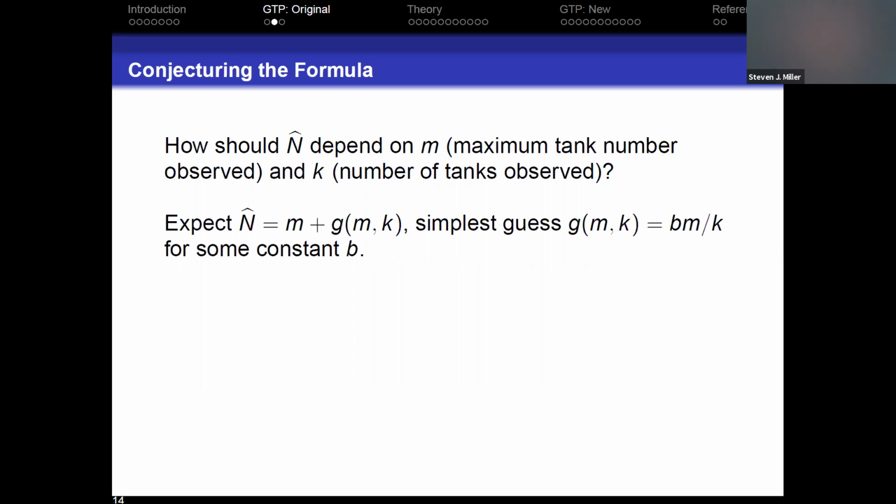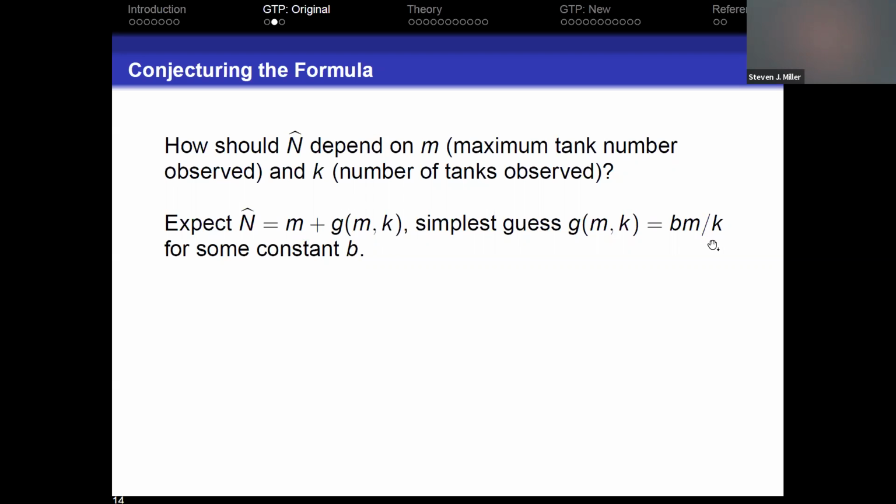All right, welcome back. So the first is a really simple thing. We expect that the best prediction is going to be at least M, because the tanks are labeled sequentially from 1 to big N. If we observe the largest serial number of 15, we're clearly not going to guess that there were less than 15 tanks. It's going to be 15 plus something. Whenever you have a complicated problem, if there are some parts that you can extract out, that's wonderful. So we extract out the M, and it's going to be M plus some other function, G of M, K. And the simplest guess is that it's equal to some constant times M divided by K.